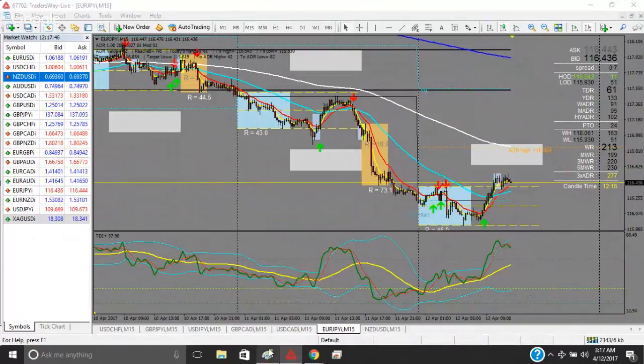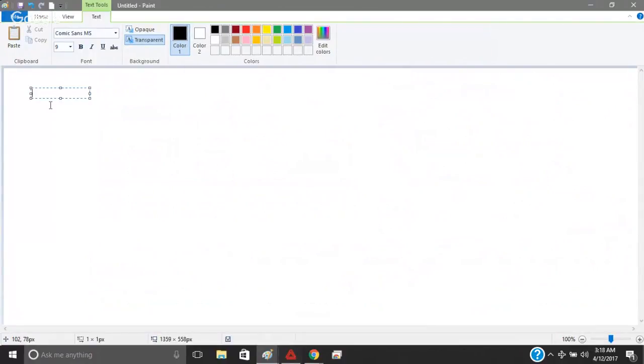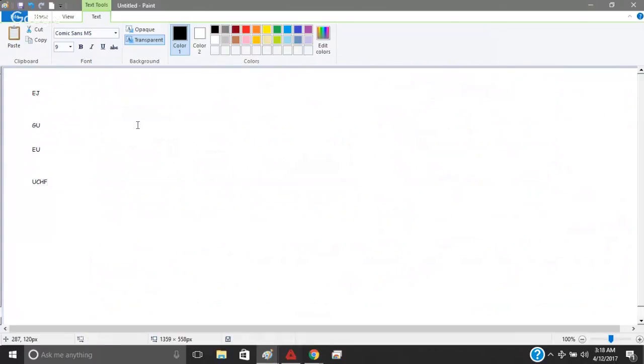I'll go ahead and open up ART. So this is what I got going on. I'm gonna go through my pairs. Let's just say, I have several different ones. EJ. EJ is one of the ones I'm looking at. Let's say GU, EU, and USD CHF. So those are my pairs that I'm looking for.